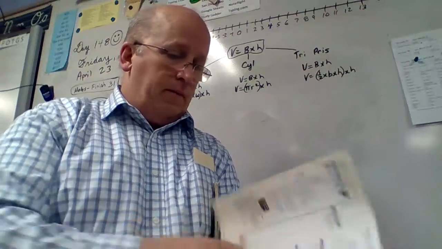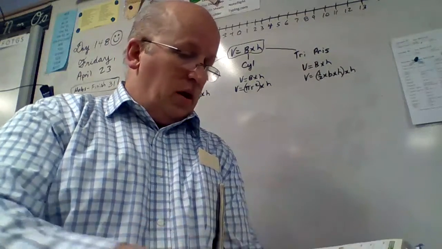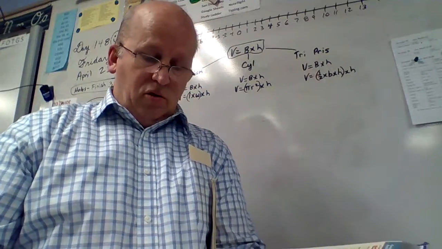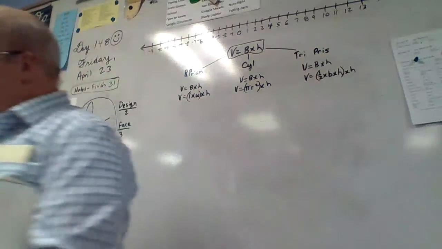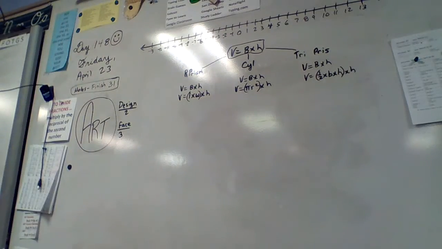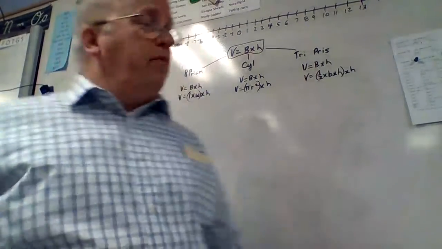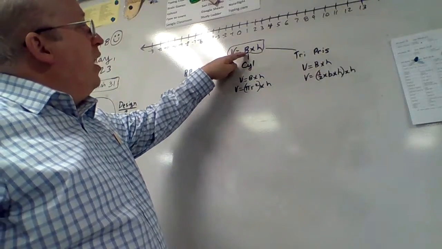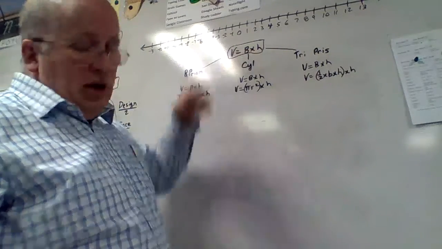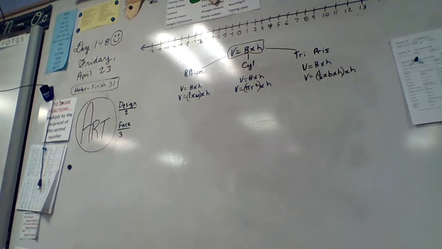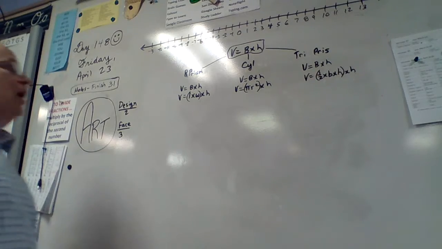The one thing that you will notice today, and hopefully you might remember this from last year, as you look on page 563, it says that the formula for any of these problems today is basically volume equals capital B times H. And when it says capital B times H, they mean the area of the base times the height.